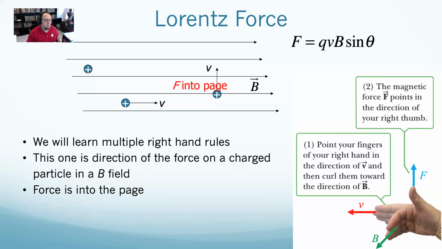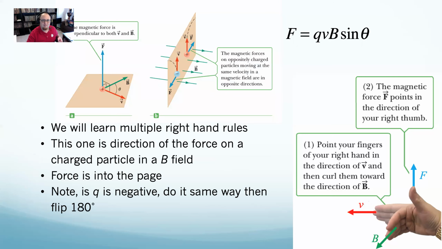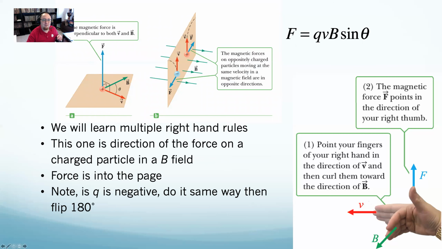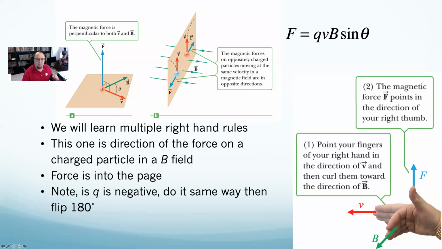One thing to note, really though, your fingers shouldn't be in the direction of V. They should be in the direction of QV. So if Q is ever negative, swap it. If Q is negative, say, hey, negative times V, that switches the direction. And so instead of putting your hands in the direction of V, if Q is negative, turn it 180. And this will always give you the direction of the force.